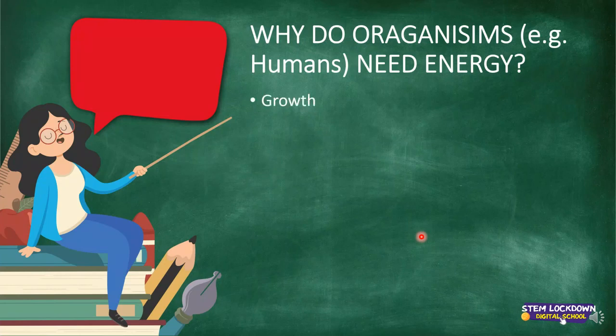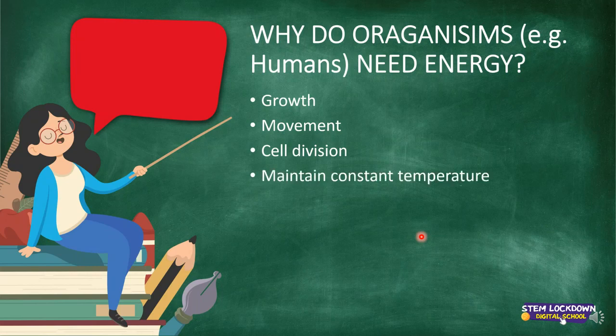If you have growth in your answers, then that's correct. Movement, correct. Cell division, very much correct. To maintain constant temperature, yes. And active transport. So organisms need energy to grow, to move, for their cells to divide, to maintain constant temperature, and for active transport to take place in the organism.